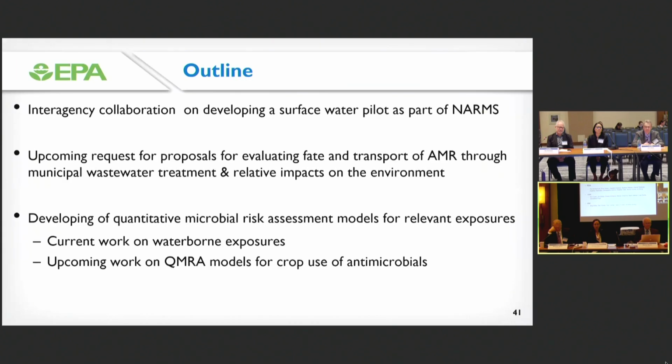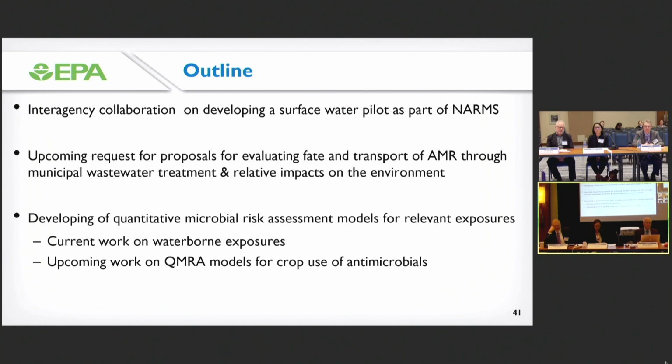Next slide. So the 3 things I want to talk about is, one, this interagency collaboration on developing a surface water pilot as part of NARMS. That'll be most of the talk, but I also want to talk about an upcoming RFA that we have in place to really look at the fate and transport of AMR through wastewater treatment, human wastewater treatment plants, as well as the relative impacts of different sources on the environment to understand, in fact, what is the relative impact of wastewater, human wastewater, which is one of our regulatory responsibilities.